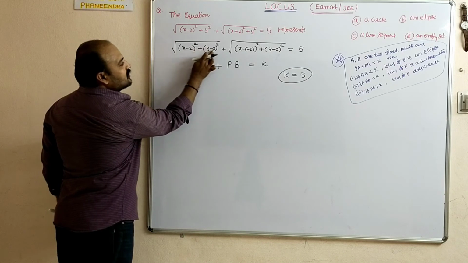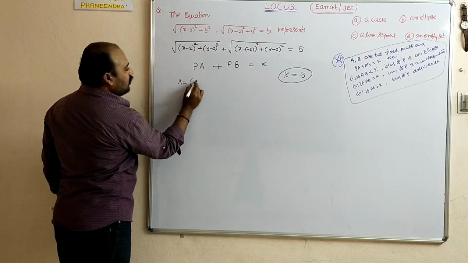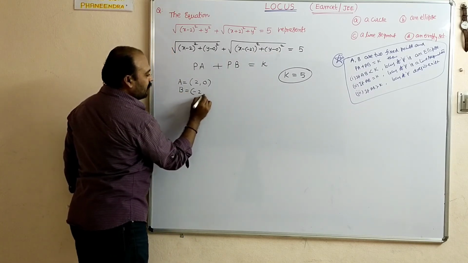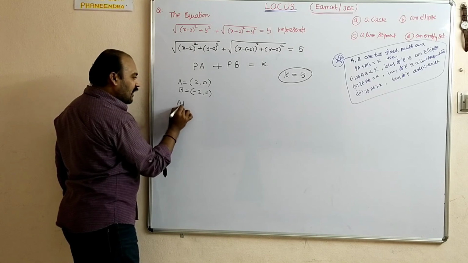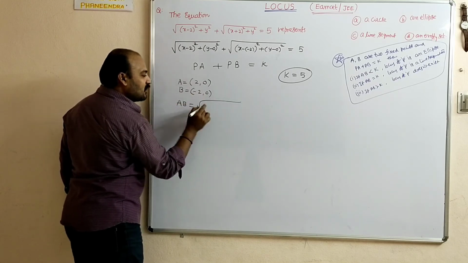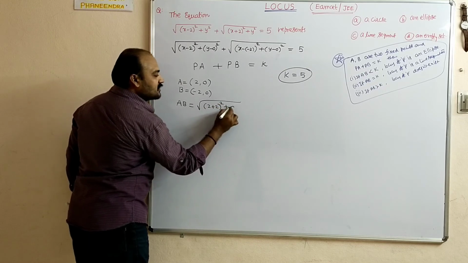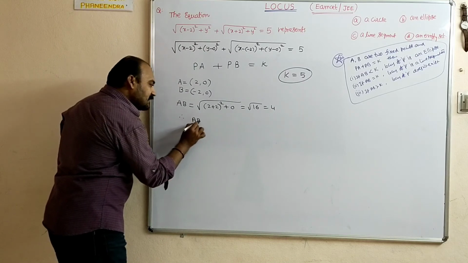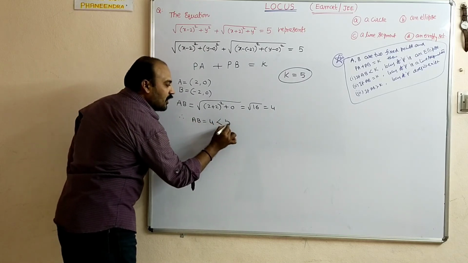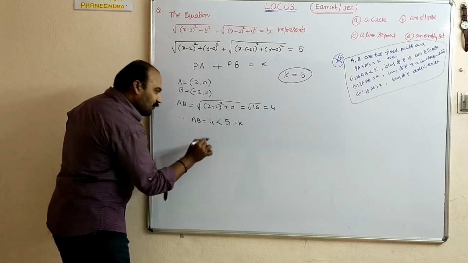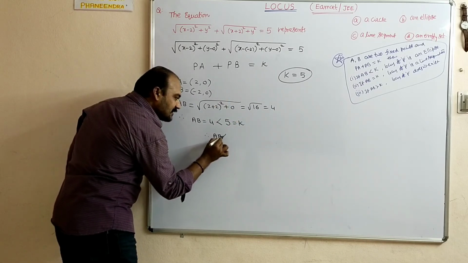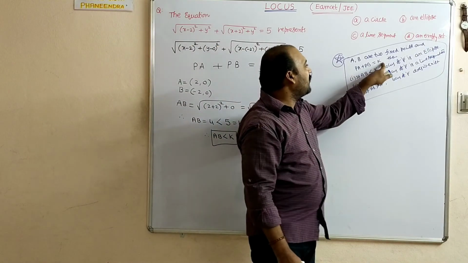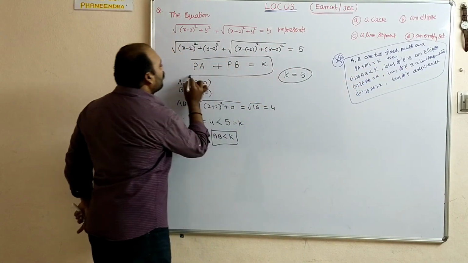So here 2 comma 0 is there, no? That is the first point, A equal to 2 comma 0. Minus 2 comma 0, that is the B point. Find out the distance between AB. AB is equal to root of (2 minus of minus 2), 2 plus 2 whole square plus 0. So root 16, which is equal to 4. Therefore, AB is equal to 4, which is less than 5, that is equal to K. Therefore, AB is less than K. Whenever AB is less than K, observe that PA plus PB equal to K. We decided that the given equation is in this form.